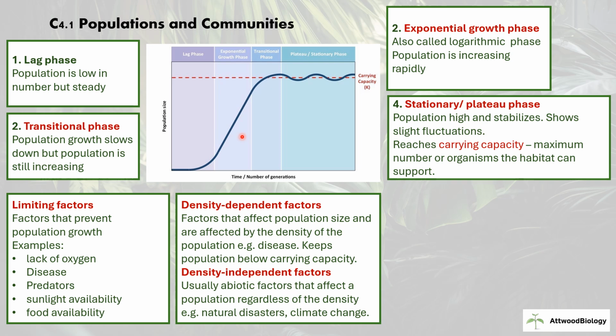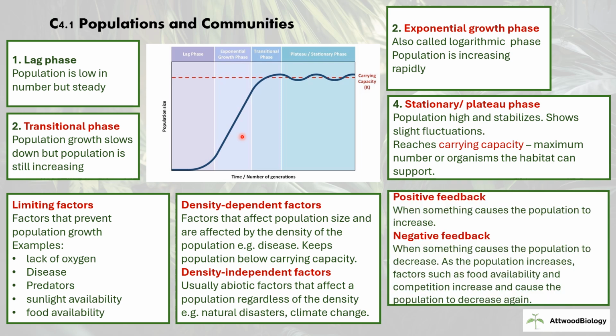Density-independent factors are usually abiotic factors that affect a population regardless of the density. So natural disasters would wipe out a huge number of the population and affect population growth. Climate change also might affect population growth, and there's more about that in the climate change section of the spec.